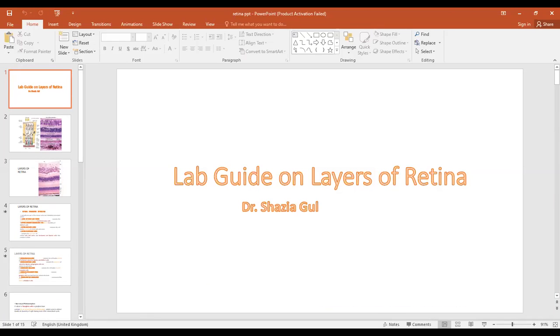Okay. So today we have covered the lab guide on layers of the retina. You will draw all these layers of the retina in your notebook and send me your assignment.